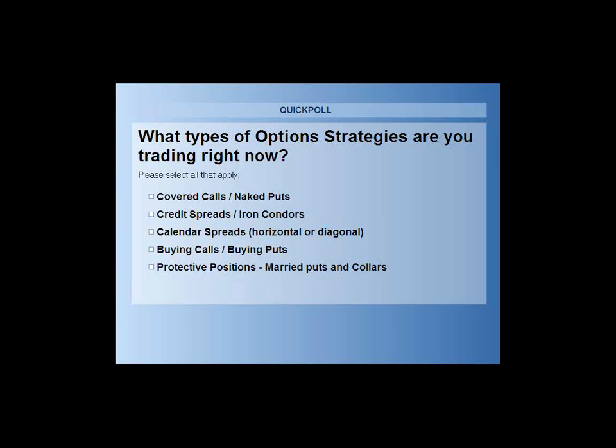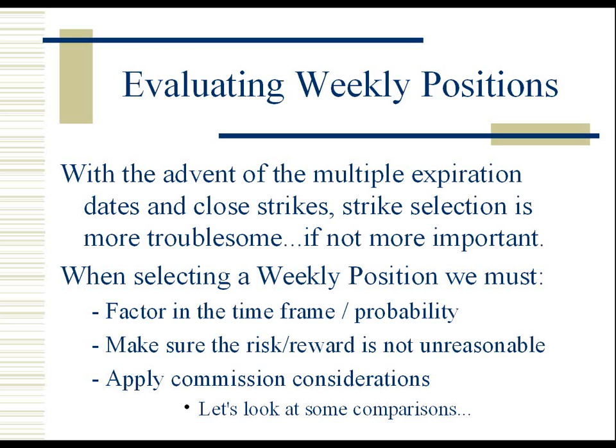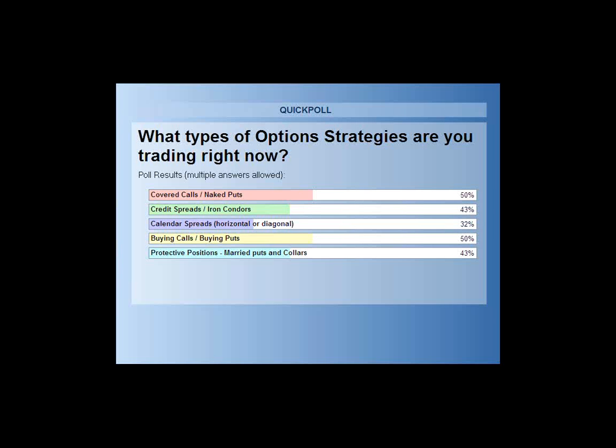All right, let's go ahead and close the poll, ladies and gentlemen, and I'll share the results with everyone. So we do have a tie. It was a runaway at first, so we do have a tie now. 50% of you are doing covered calls and naked puts. 43% of you are doing the credit spreads or debit spreads, iron condors perhaps. 32% of you are doing the calendar spreads, the horizontals and diagonals. 50% of you, tie for first, are buying calls and buying puts.